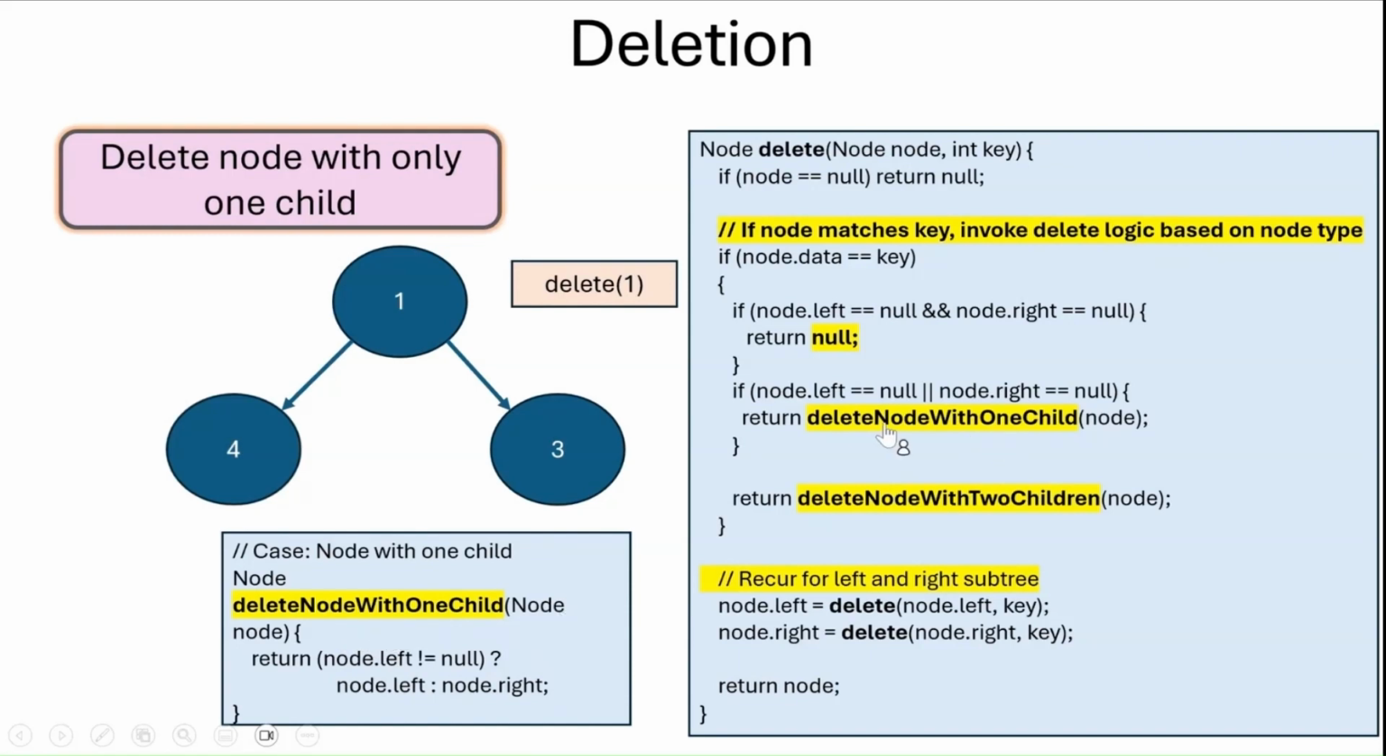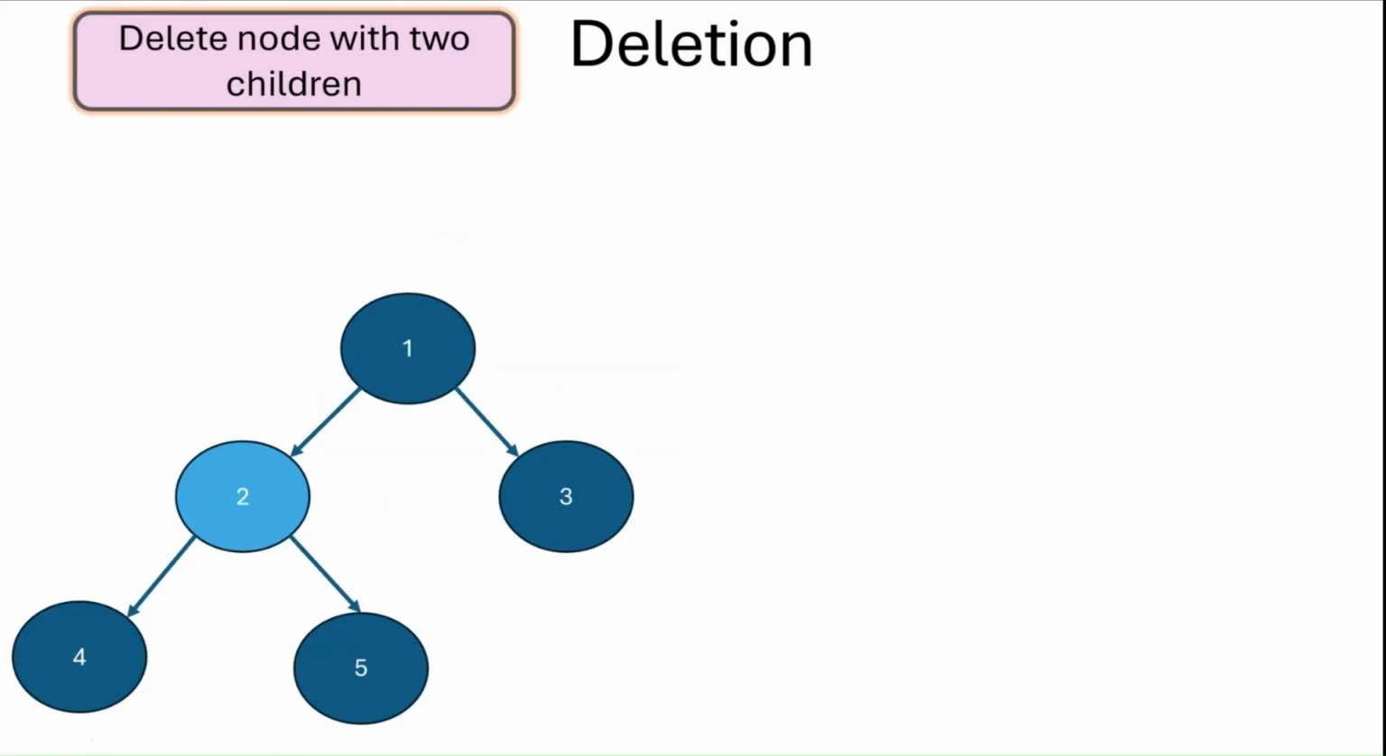So this is how we are assigning the left child of the deleted node to the left child of 1. So in this case, 4. So this is the implementation for a case where we are deleting the node with only one child. Now let's understand the deletion process where we are deleting the node which has two children.